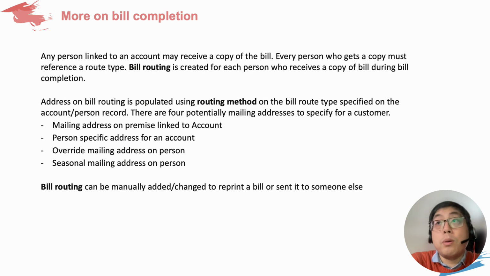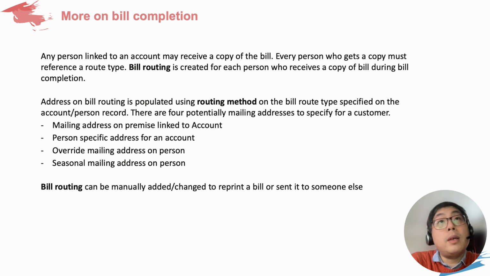This will be a very important object. We will look at this in the relationship diagram a bit later. However, here what I'm trying to say is, let's say if this bill needs to be sent by mail, there are four potential places where the mailing address can be specified. So the first one is the default one. On the account, you have a mailing premise, and the premise address is the one to send to.